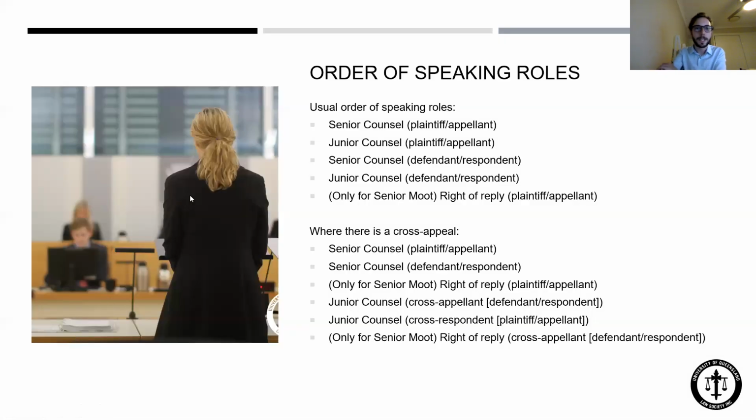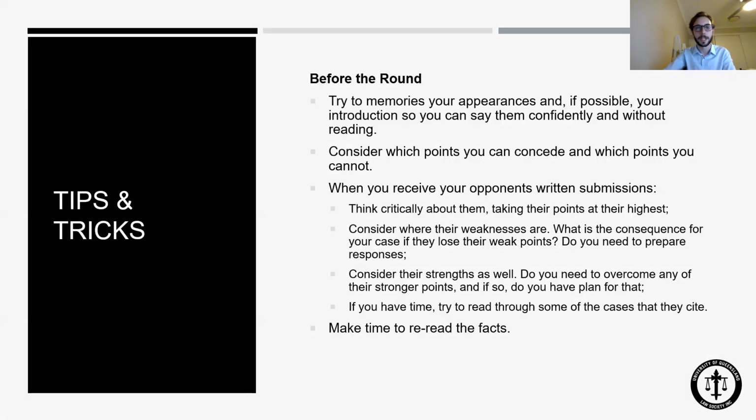Okay, order of speaking. I believe that for the senior moot this semester, there's no cross appeal. So you'll just get the applicant, both of their speakers, senior, junior, and then the respondent, both of their speakers, senior, junior. Senior moot has a right of reply. So then the applicant will stand up at the end, and usually you reserve 2 minutes and you say your quick bit of reply, and then it's over. Cross appeals are more complicated, but not relevant here really. They're up in the slides. So no need to stress about that.